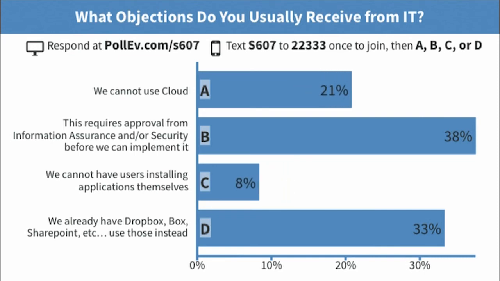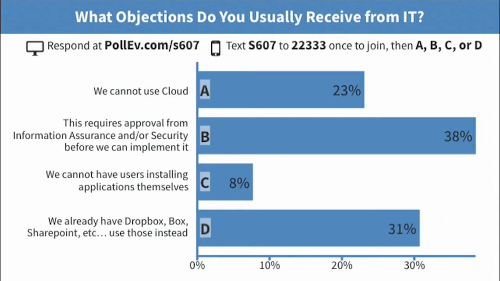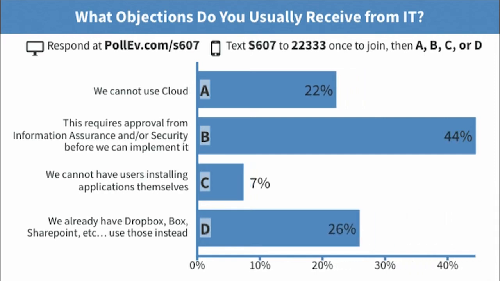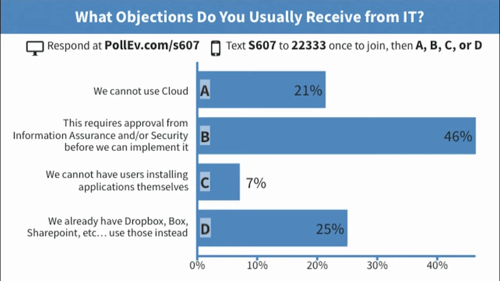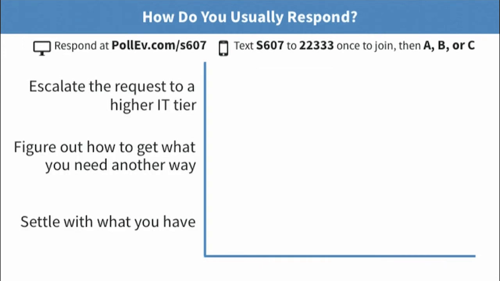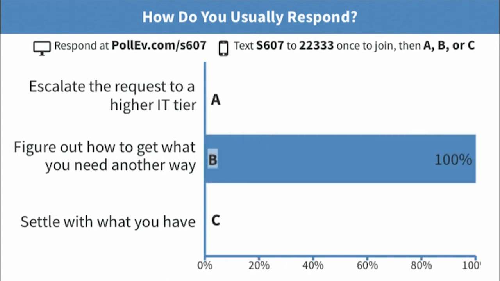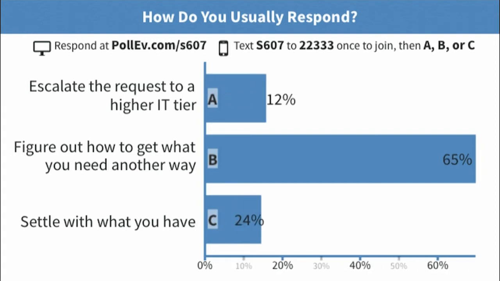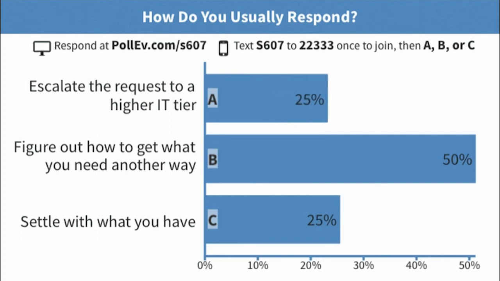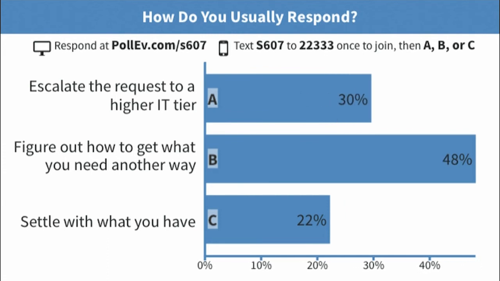So it looks like we're getting information assurance, security. We already have some other cloud service, which is very telling. But how very interesting, Todd, that the biggest one so far is approval from information assurance and security before we can implement. That's the biggie at 46%. Winner, winner. All right. So when you receive that objection from IT, what is your response? Do you escalate to a higher tier? Do you figure out how to get what you need another way somehow? Or do you just throw up your hands and say, fine, you win IT, I'll just settle with CS3, and I will live in an era before content-aware fill?